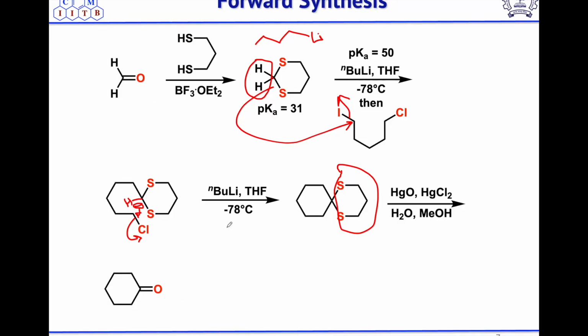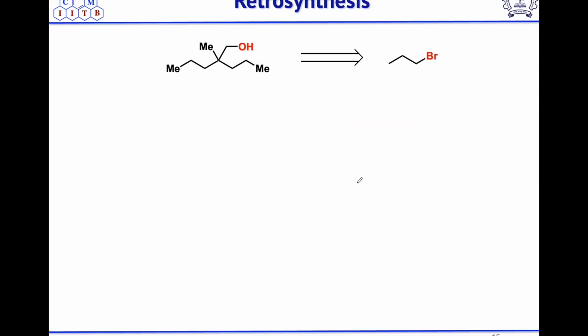Okay, so very interesting. Now we will do some other example, and we'll use the cyclohexanone. Okay, the next example. So the starting material and target molecule both are given in this example. This is the target molecule, and this is propyl bromide. So this is the starting material.